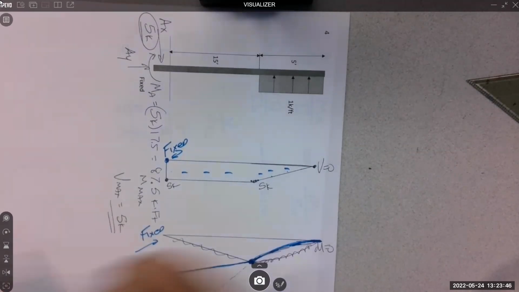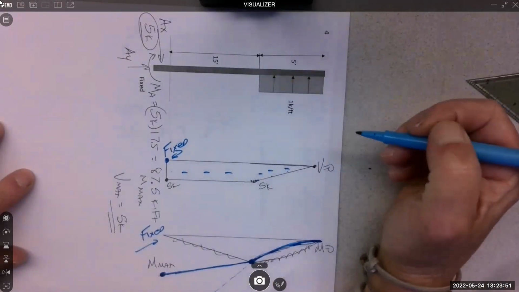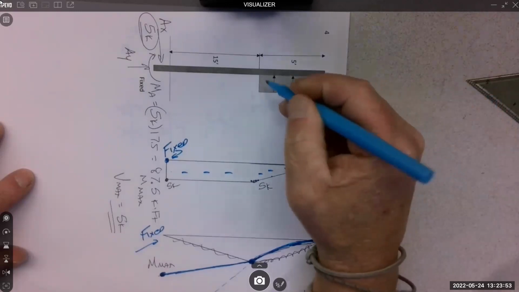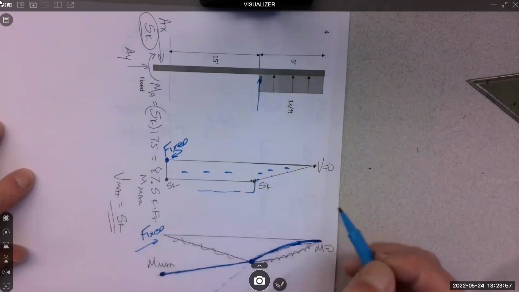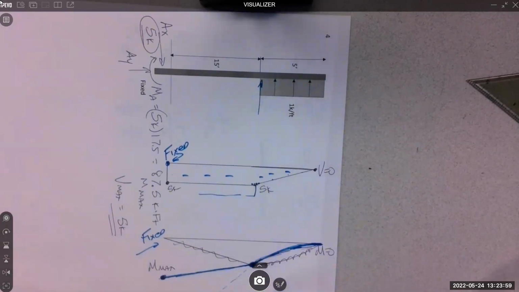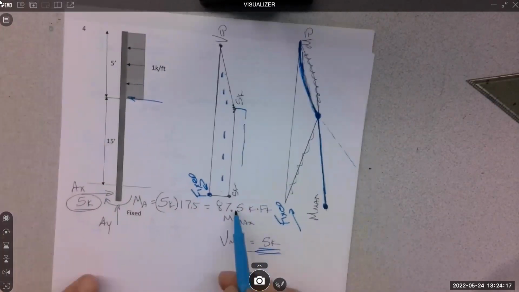The only time it's not is if there was, let's see if I could do this here, some kind of spike right here, which would have shifted this to here. Then you have two different slopes coming into each other, and that's going to not be tangent. All right. So important part, V max 5K, M max 87.5.